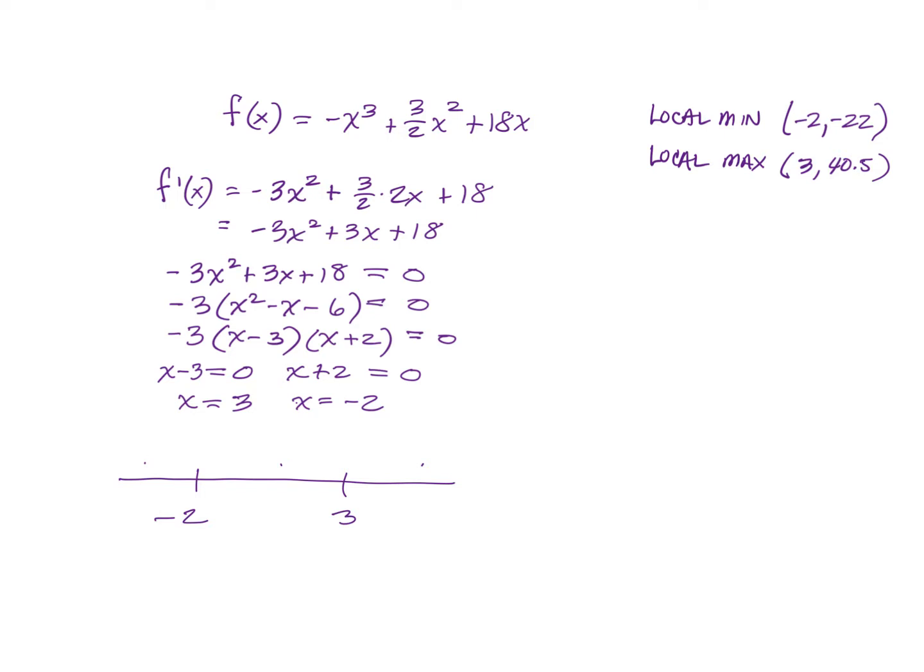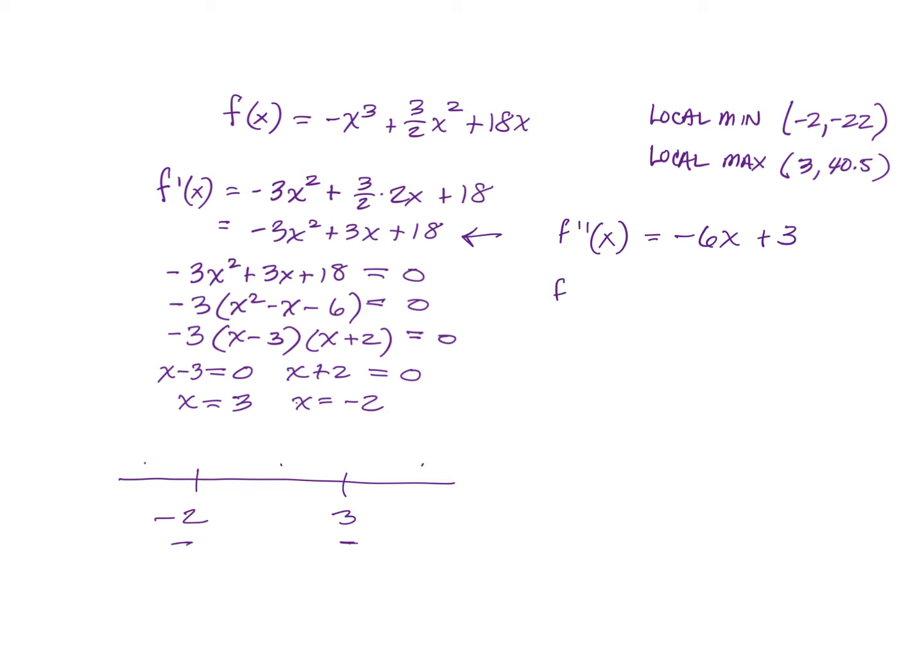We're going to do it with the second derivative, and we're going to test the concavity at the actual critical points. So the second derivative, here's our first derivative right here, and we need to find the second derivative. So the second derivative is going to be negative 6x plus 3. And so I can now use that to test the concavity at -2 and at 3. So notice here we're not testing points on those intervals. Instead, we're testing the concavity at those exact points.